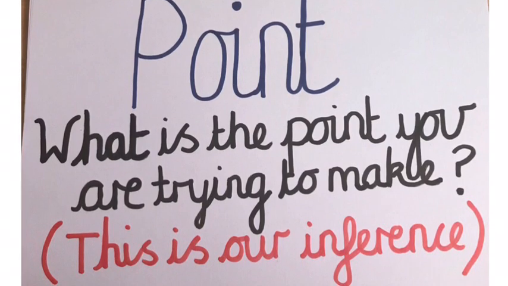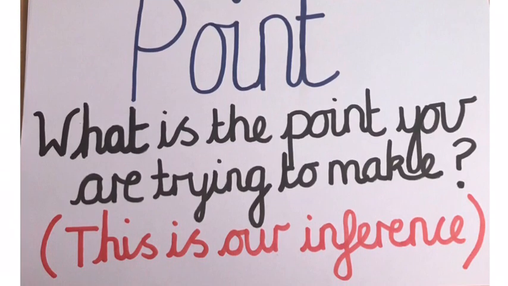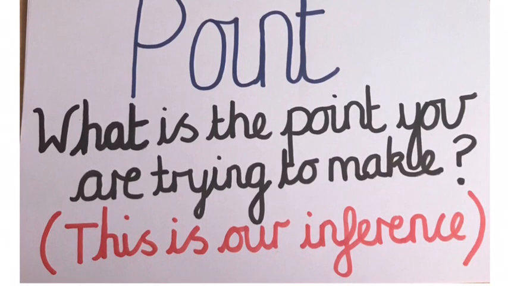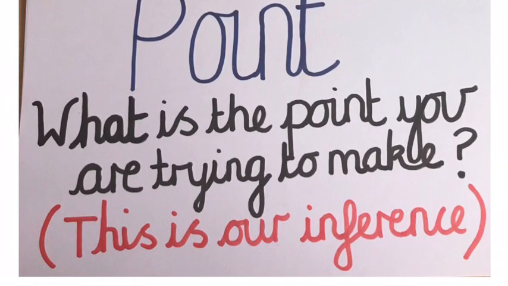So as you know, we start by making our point. So what is the point you are trying to make? Now this is our inference. So whatever we have inferred from the text, we are going to state as a point.